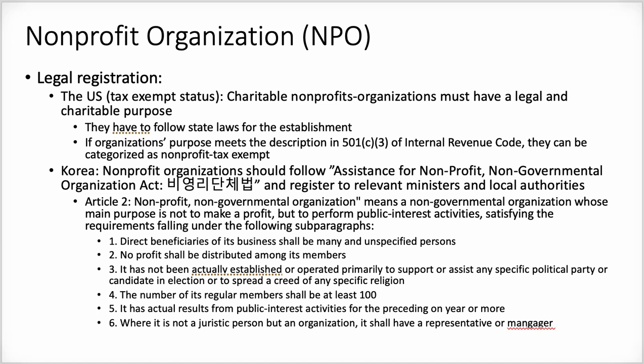The first is that direct beneficiaries of its businesses shall be many and unspecified persons. Second, no profit shall be distributed among its members. Third, it has not been actually established or operated primarily to support or assist any specific political party or candidates in election or to spread a creed of any specific religion. Fourth, the number of its regular members shall be at least 100. Fifth, it has actual results from public interest activities for the preceding one year or more. Sixth, where it is not a juristic person but an organization, it shall have a representative or a manager.